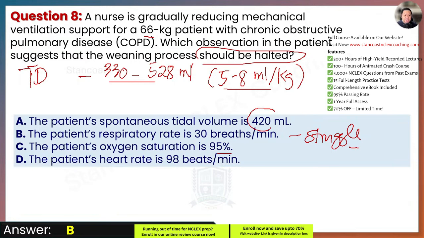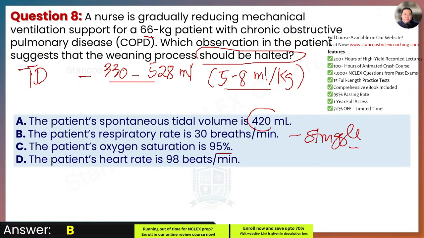Now, what about letter D? The patient's heart rate is 98 beats per minute. Yes, the heart is working a little harder, but it's still within the normal range. I want to emphasize here that during weaning, it is also expected that the heart rate will rise slightly due to the increased workload of independent breathing, but this number is not high enough to indicate distress. However, if the client's heart rate is about 120 beats per minute, then that would be a warning sign. But here, it's still within the acceptable range.